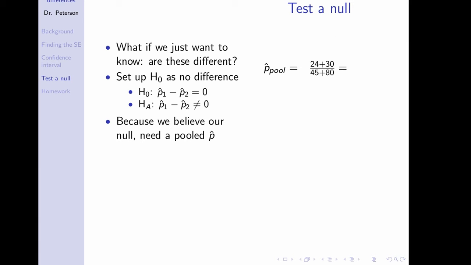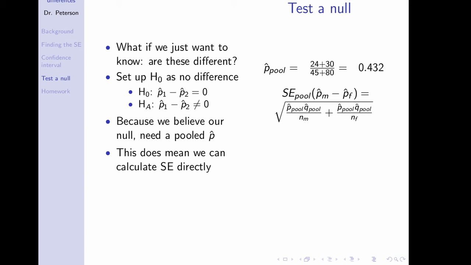So that is, we want to say that our P hat pool is all of our samples together. So if we return to our previous example, we had 24 men and 30 women say that they gamble, out of a total of 45 men and 80 women, which means that our total pooled proportion is 0.432. So about 43% of all respondents answered saying that they gambled. So now we want to test to see if those things are different. To do this, we need to calculate a new standard error.